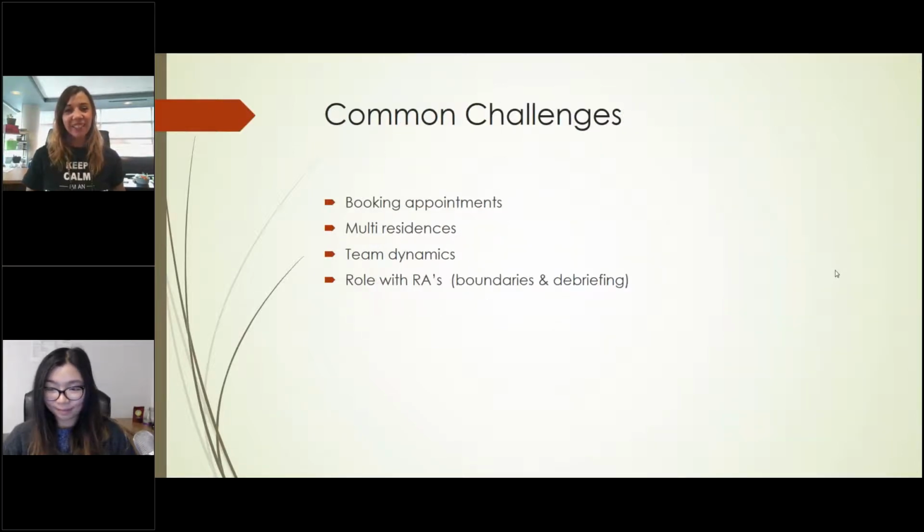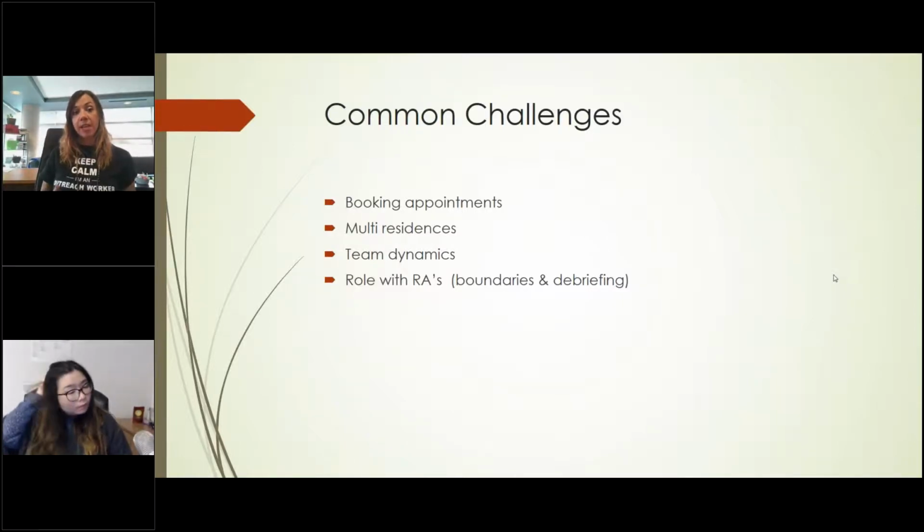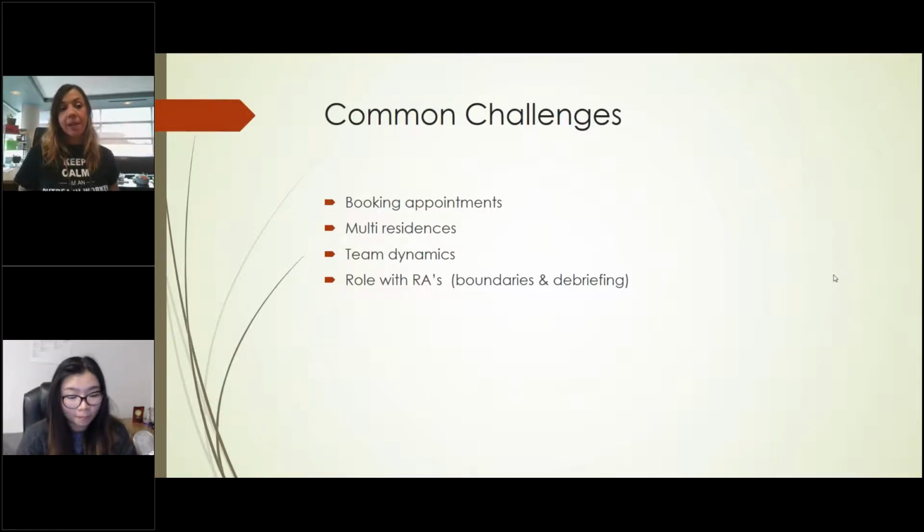So, common challenges. I already talked mostly about this. The booking of appointments can be a bit of a challenge. I say that, but it's still pretty much working because the students are reaching out to me through email. But I would like it to be more seamless, so that students, student leaders, the RAs, as well as the staff, when I'm not on shift, can book an appointment to come and see me.